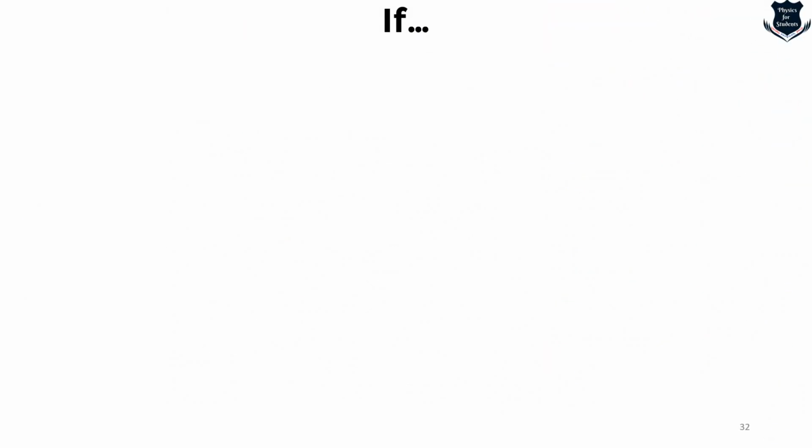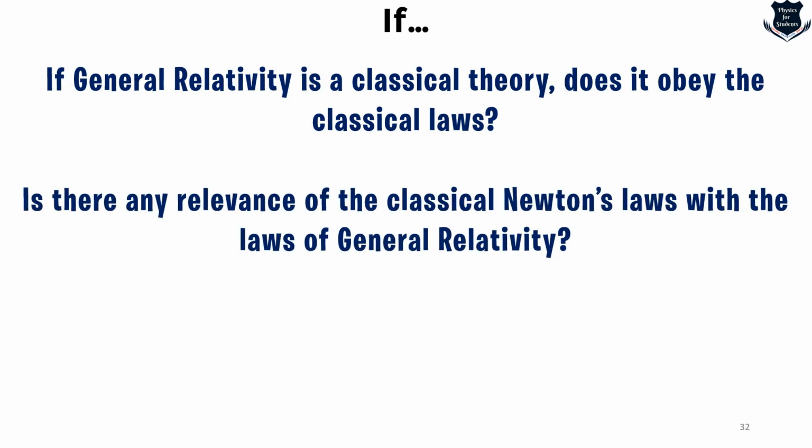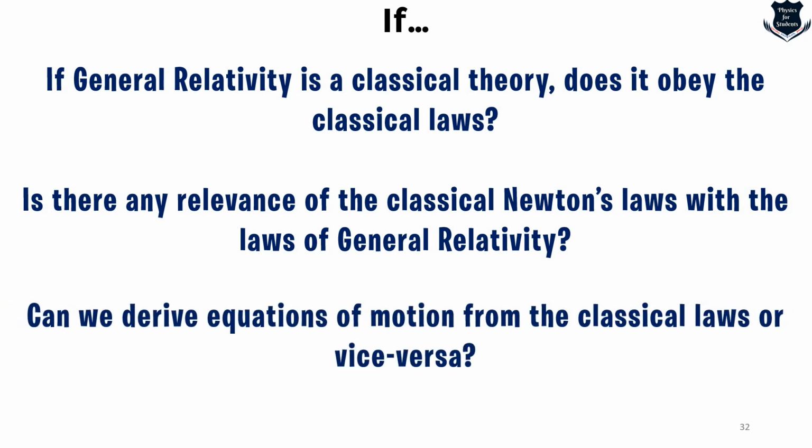The question comes: if general theory of relativity is a classical theory, does it obey the classical laws? It also provokes us to think, is there any relevance between classical Newton's law and the laws of general relativity? Can we derive equations of motion from the classical laws, or can we go back from the general relativity laws into classical physics?